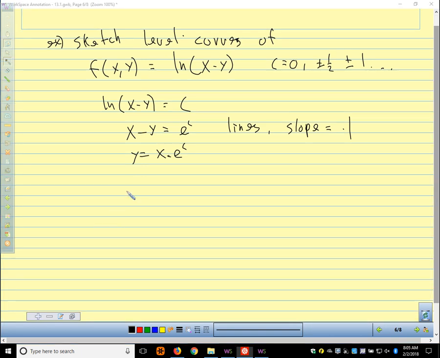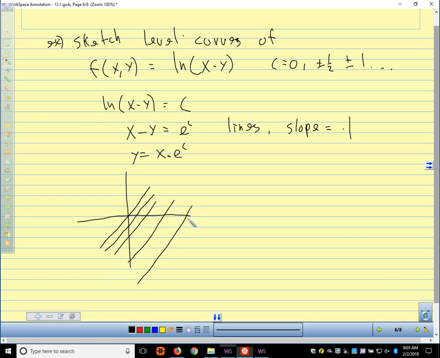So if we sketch our level curves, we're going to have level curves something like this. And if we sketch these for these values, they would be close together here and get further apart here. So what would that surface look like?